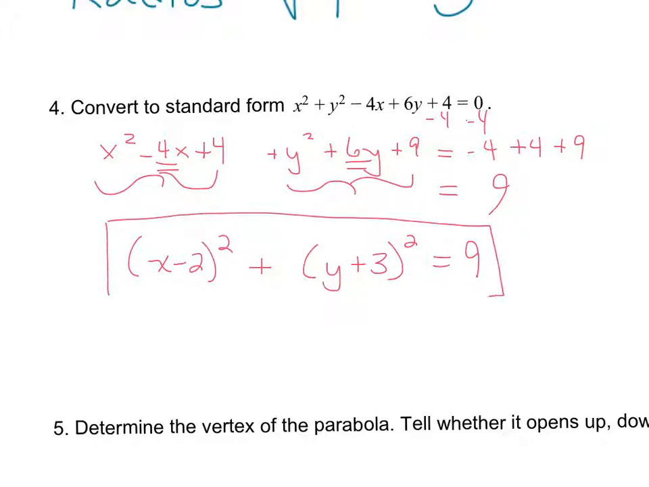So there's your standard form circle. It would have a center of 2 and negative 3 and a radius of 9. Pardon me, radius of 3. So a center of 2, negative 3 and a radius of 3.